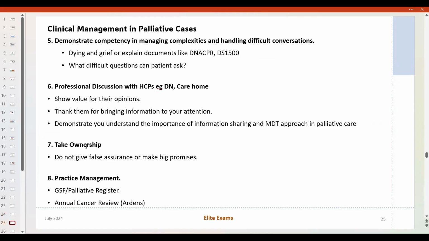Now, we also need to demonstrate competency in managing complexities and handling difficult conversations. We talked about this before: documents, death and dying. What kind of difficult questions can the patient ask? If you look in the ICKS, there is a question where the patient asks, and there is a segment where it talks about how to handle conversations around prognosis. It's expected for us as GPs to be able to give a gentle estimation of patients' prognosis. Don't give false assurances, don't give false hope.